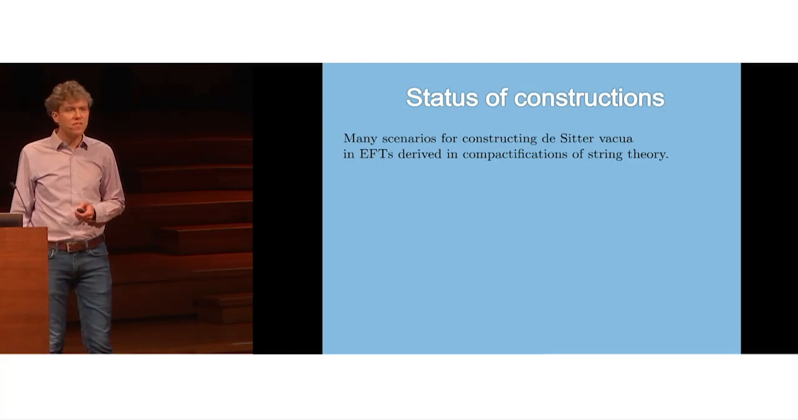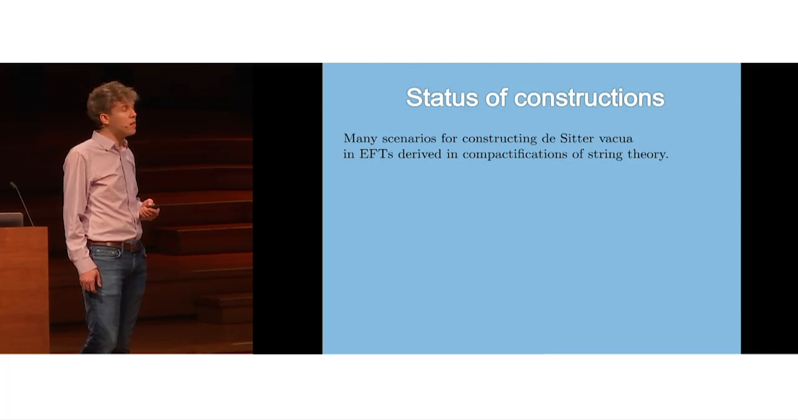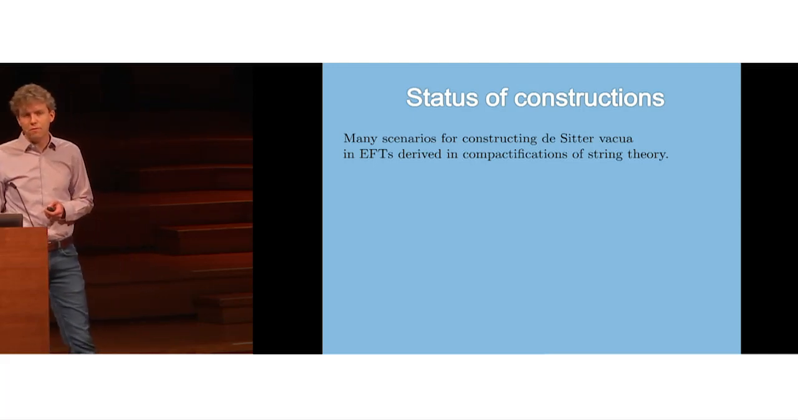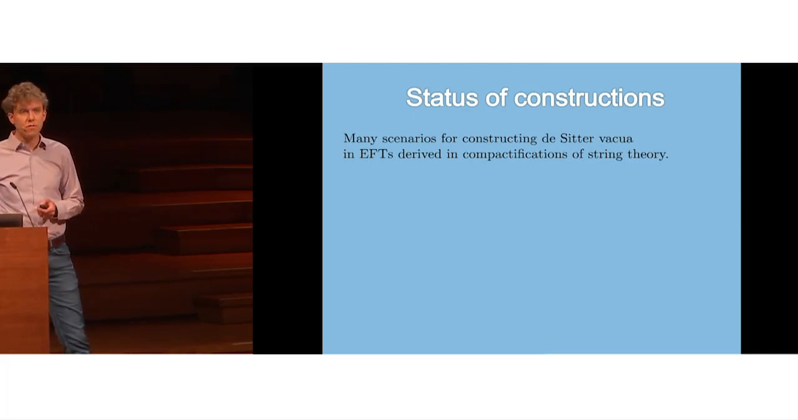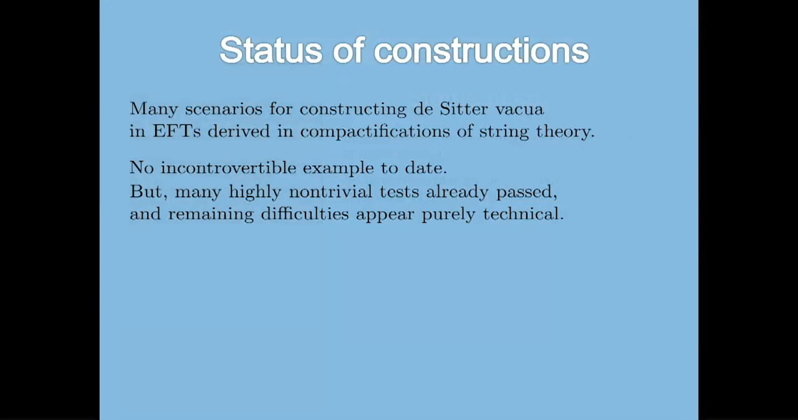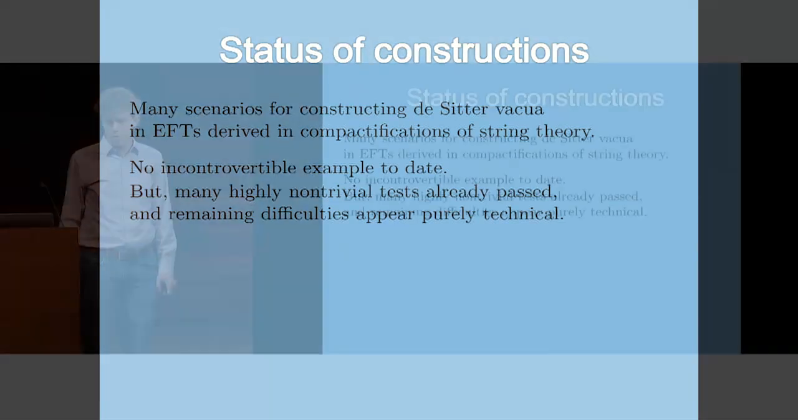By now we have many scenarios for constructing de Sitter vacua in effective field theories that are derived in compactifications of string theory. However, we have no incontrovertible example. On the other hand, many highly non-trivial tests have already been passed, as I will review. And to me, the remaining difficulties appear to be purely technical. But one can't be sure until going through that.